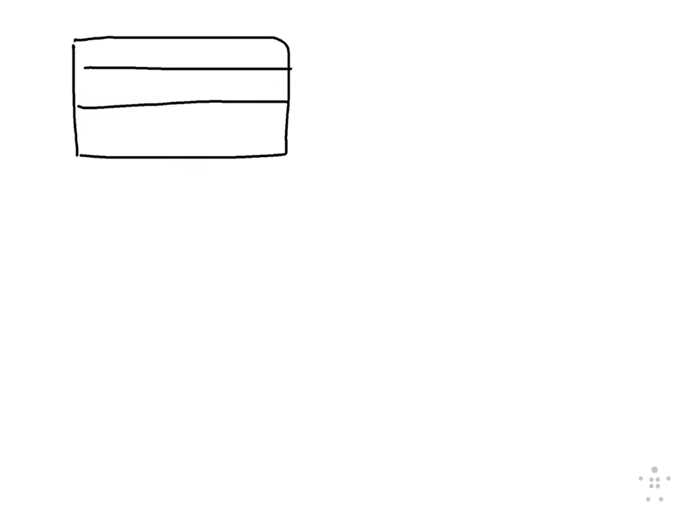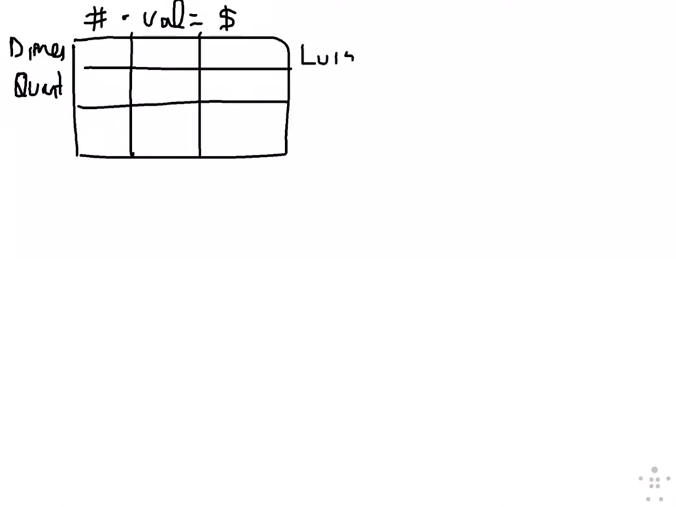Okay, for number 10, there's a coin problem. It's possible we can't use the table to get our equations directly, but we can surely use it to organize our data, right? So we have the number of coins times the value of the coin equals the amount of money it's worth. In this case, we have dimes and we have quarters, right? And the dimes are Luis, and the quarters are Julia.